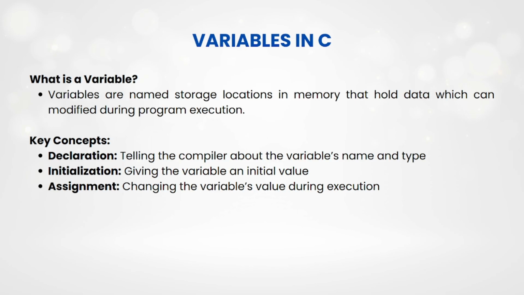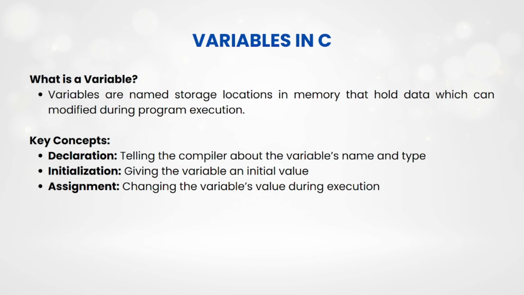So we have three things to know about variables. First, declaration. This is when we tell the compiler the variable's name and type. Second is initialization, giving the variable its first value. And third, assignment. Assignment means changing the variable's value as the program executes.